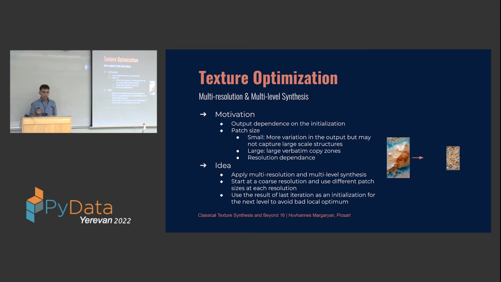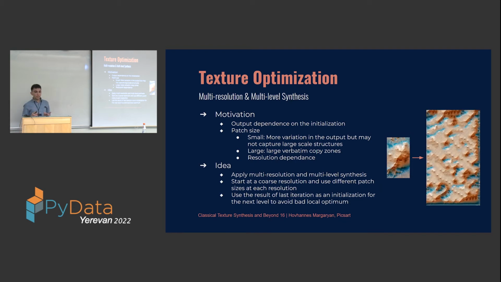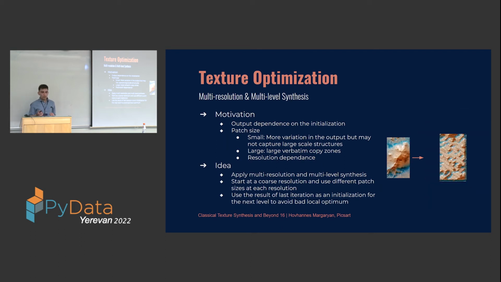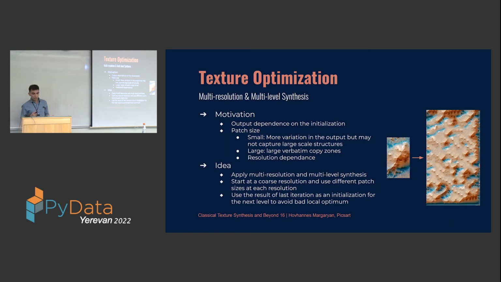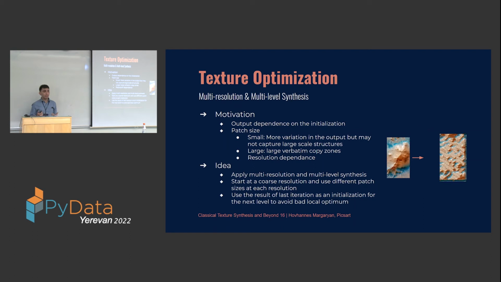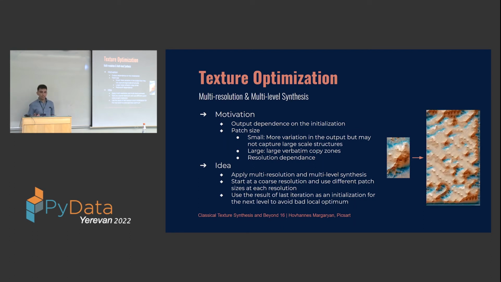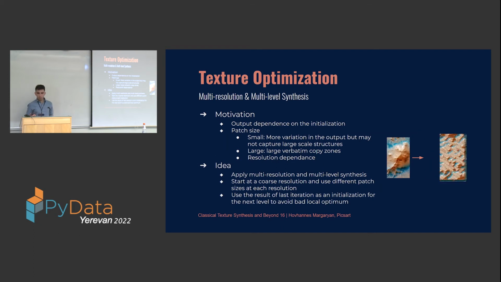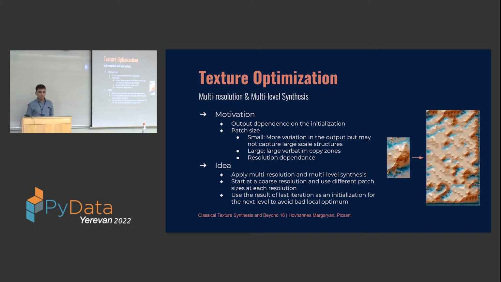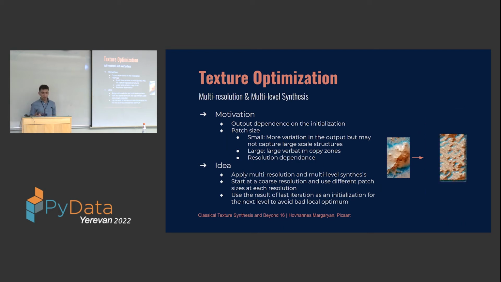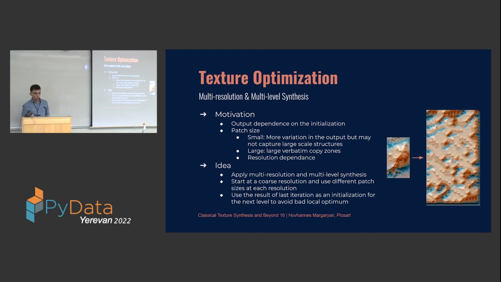So the output texture result and the convergence of the algorithm are dependent on the initialization of the output texture. In addition, the patch size: if the patch size is small, then there is more variation in the output texture, but at the same time, we may not capture large-scale structures. And if the patch size is large, then large-scale verbatim copy zones may be introduced in the output texture. And finally, the right choice of the patch size is highly dependent on the resolution of the input texture.